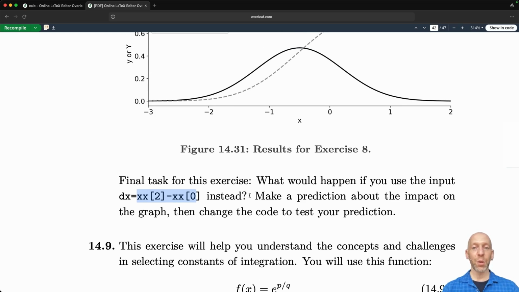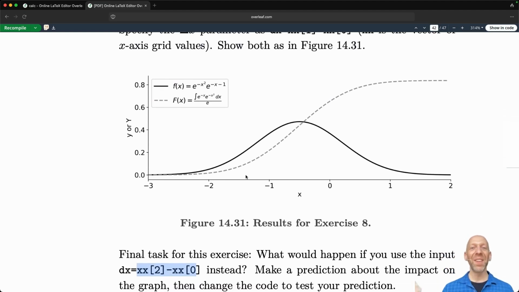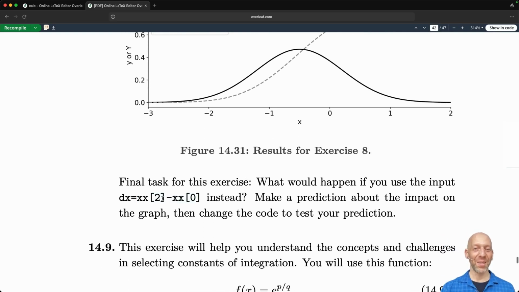I would like you first to make a prediction, just to think about what would happen, and then implement it in code to test your prediction. And then the very last part of this exercise is to change this back so that your code is correct instead of having this bug intentionally left in there for the future.